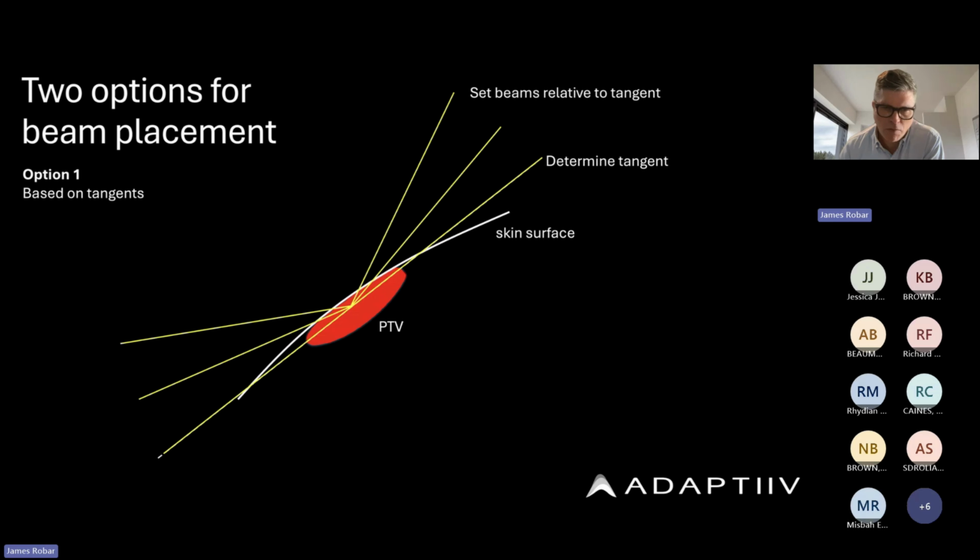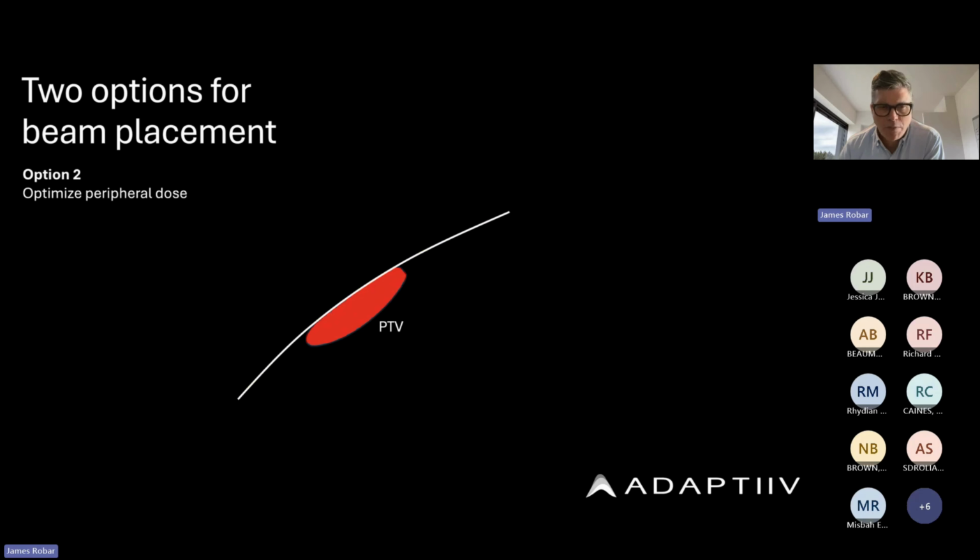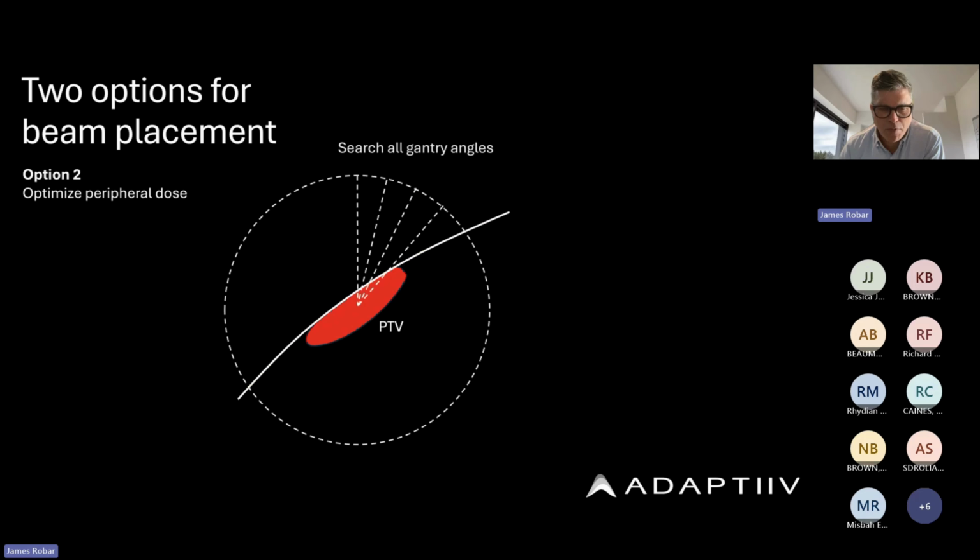One pair really glancing the tangent likely, and the rest at a specified minimal angular offset from that. So that's option 1, and that would apply to IMRT or conformal planning. Option 2 is pretty smart.